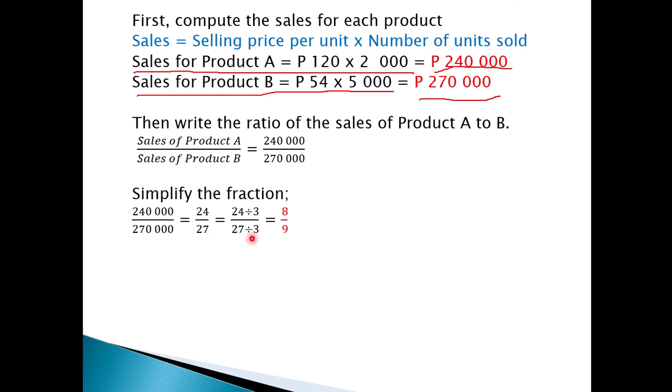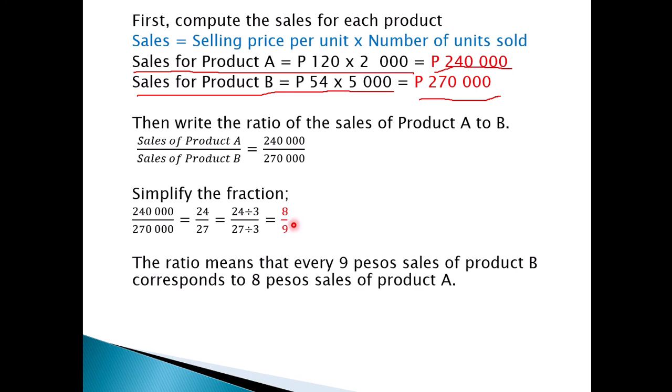We divide it by 3, both numerator and denominator. For the simplest form, we got 8 over 9 for their ratio. The ratio means that every 9 pesos sales of product B corresponds to 8 pesos sales of product A. And that's how we interpret the fraction or the ratio of the sales.